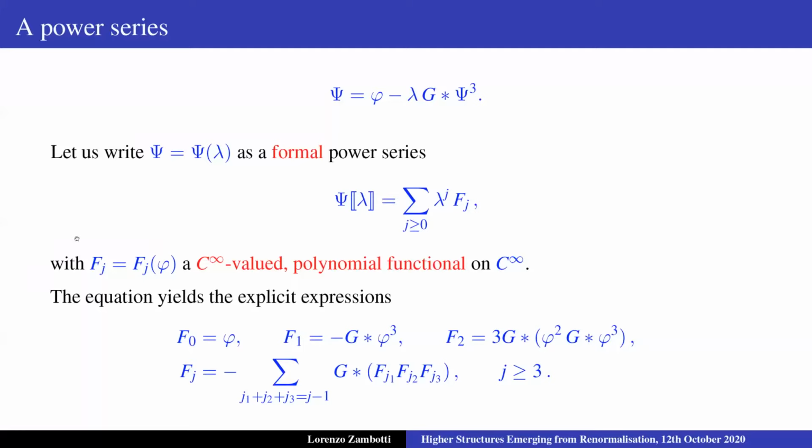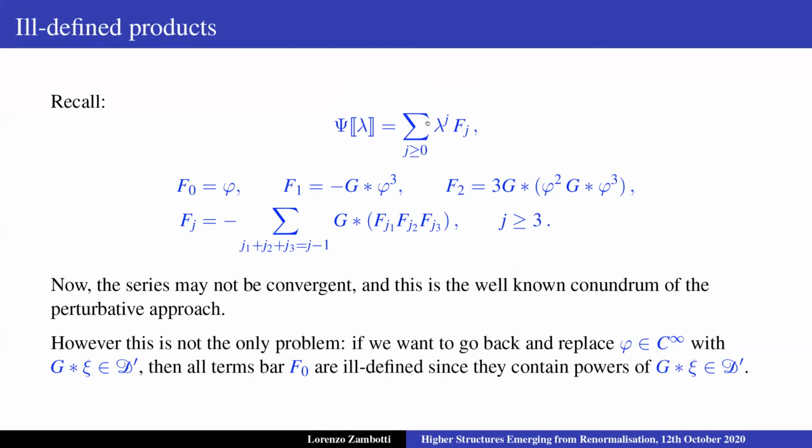In fact, if you apply formally the equation to this power series, you obtain explicit expressions for all coefficients. So F0 is phi, F1 is this, F2 is this, and then you have a recurrence formula which gives you all terms of this formal series. Okay, so at this stage everything works nicely. Recall these are the expressions from the previous slide.